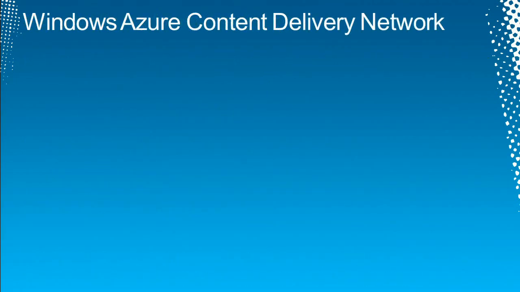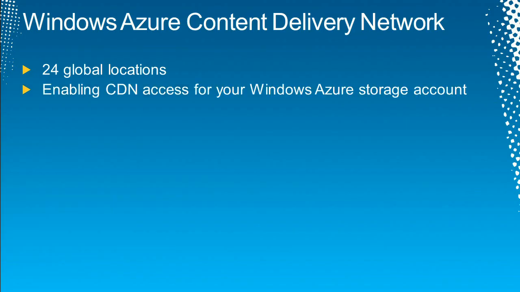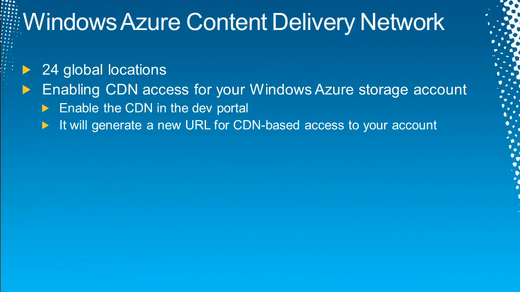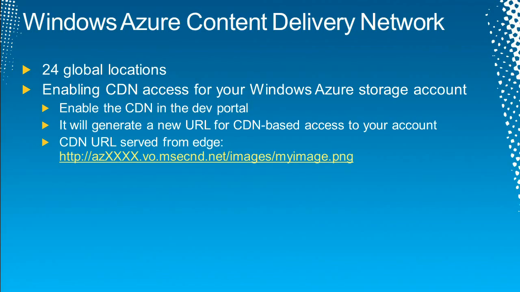Let me talk a little bit more about the CDN, because some of the things are not obvious. Today there are 24 some odd points of presence around the world. And it's extremely easy to enable CDN access for your blob storage account. There's a button that you click in the portal. It generates a new URL. So you'll get a URL that's kind of ugly. It looks like this: az, and then a 4-digit number, and then vo.msecnd.net, and then whatever the path is to your blob, you would just append to that at the end.